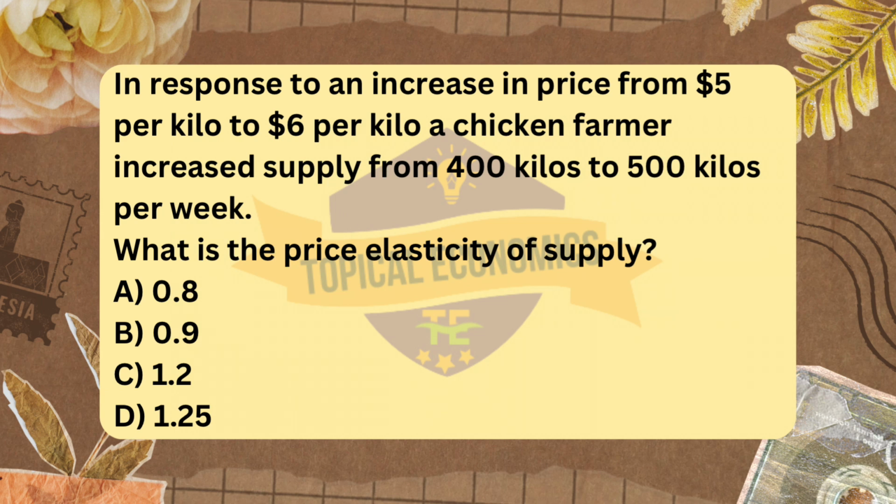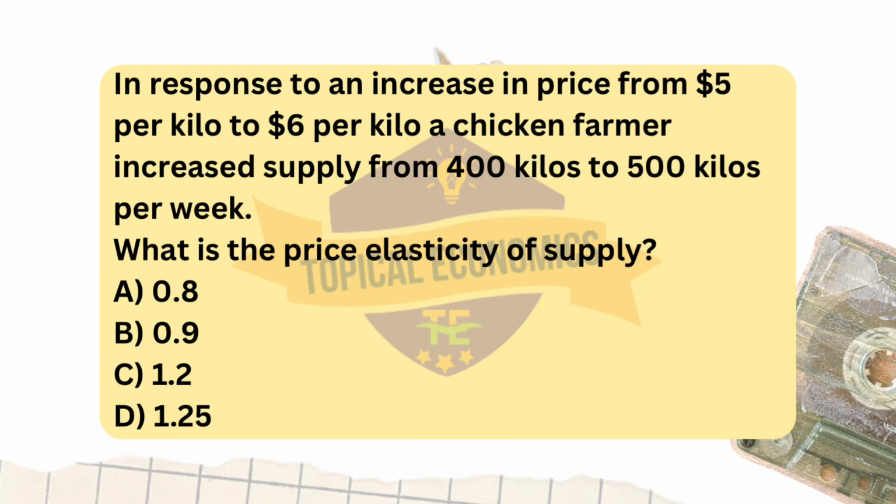The percentage change in price is 6 minus $5 divided by $5 into 100. That gives the percentage change in price as 20%. Next, the percentage change in quantity supplied is 500 minus 400 divided by 400 times 100. That gives the percentage change in quantity supplied as 25%. So, the price elasticity of supply is 25% divided by 20%, that is 1.25.